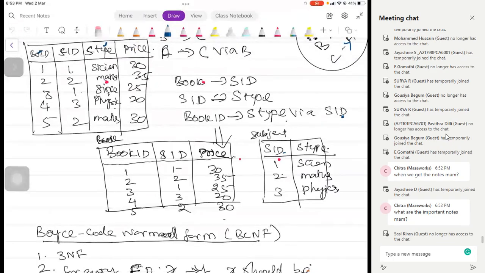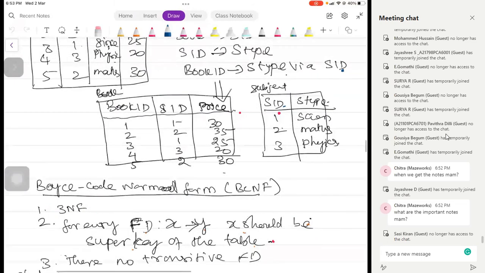So book ID, if 3 book IDs have the subject type 1, the same science subject, but the price is different, the different books of the science. But for subject type science there is only one subject ID. Okay, this is the thing.